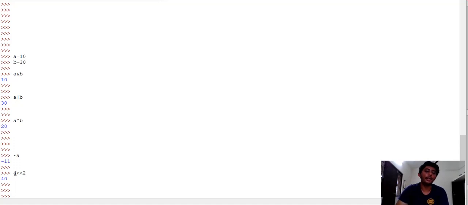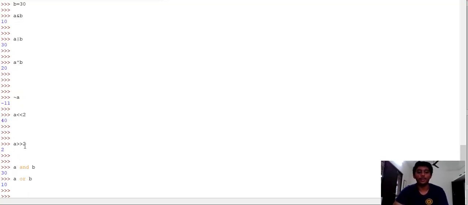Next is left shift operation. A left shifted by 2 bits. A is 10. When we do the left shift of A by 2 bits, the answer will be 40. Next we will see the right shifting operation. A right shifted by 2. When the value of A is 40, when we do the right shift of A by 2, the answer will be 2.